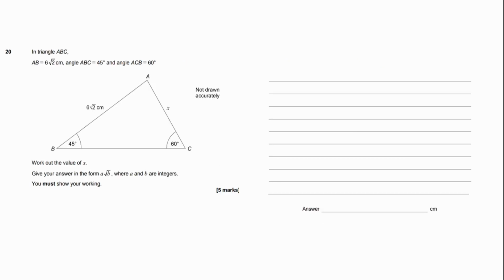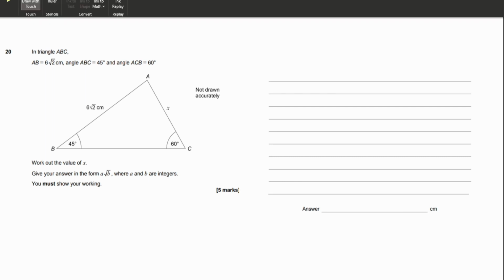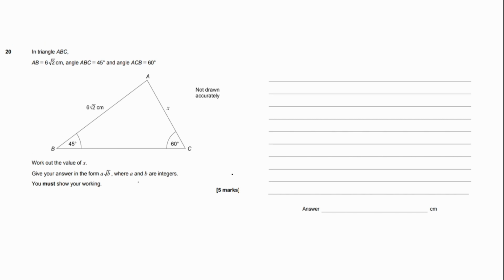Okay, final question. We're almost there. Question 20. Now you can see that we have an angle here opposite, and we have an angle here opposite again, and we have lengths. So obviously you're going to have to use the sine rule to work out what x is. So x over sine 45. If you remember how to use the sine rule, if not, go check out my other video. 6 square root of 2 over sine 60.